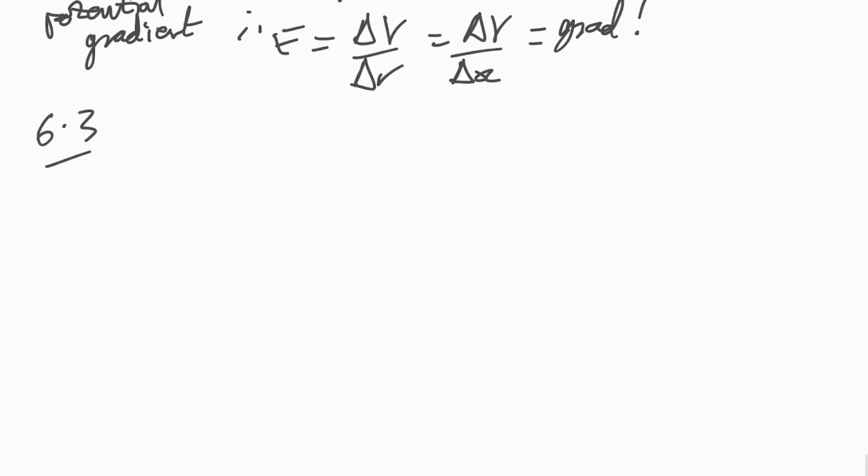So 6.3, an electron at rest at 300 nanometers gains kinetic energy and moves to 800 nanometers. Sorry, nanometers. My eyes don't work like they used to.